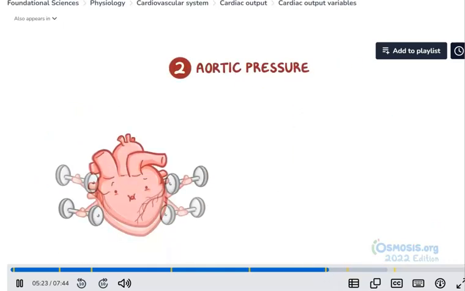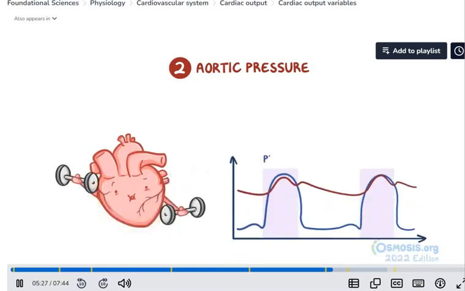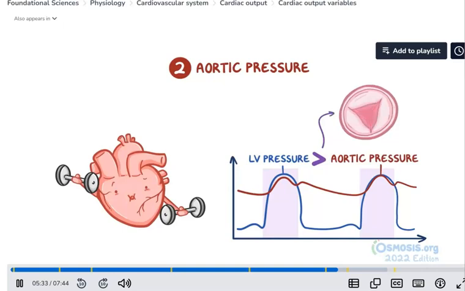Increased aortic pressure means that the heart must contract harder and generate more pressure within the left ventricle in order to overcome aortic pressure and open the aortic valve. Therefore, increased aortic pressure increases afterload, while decreased aortic pressure reduces afterload.